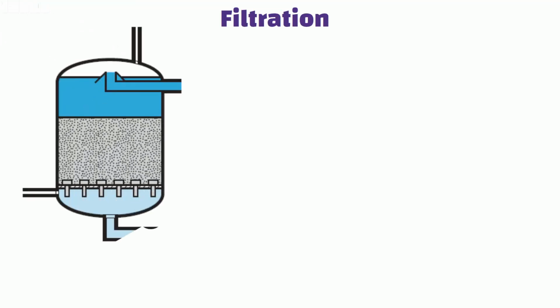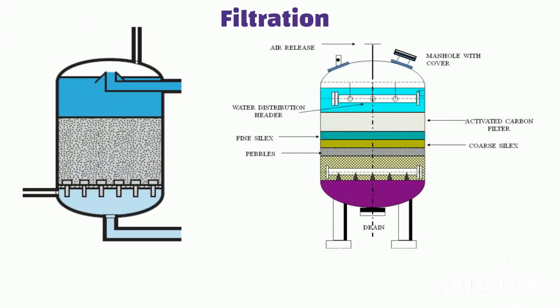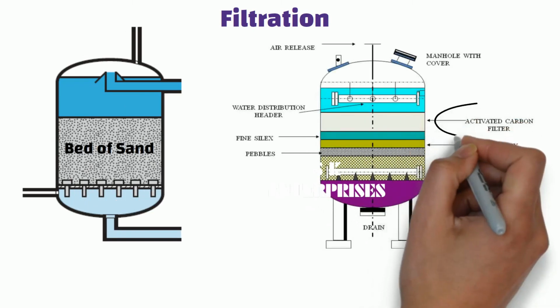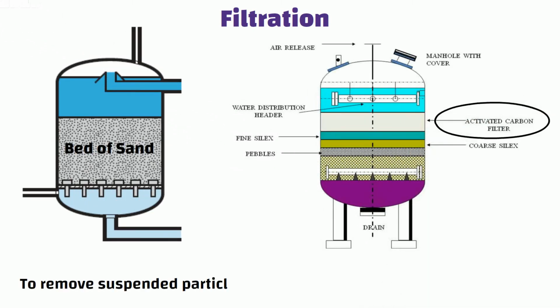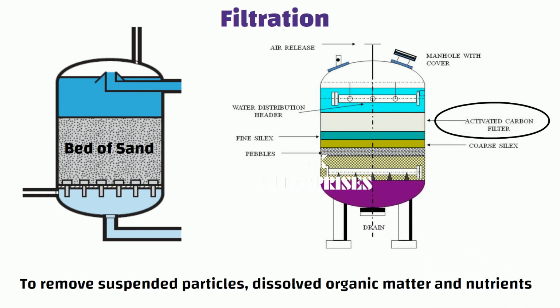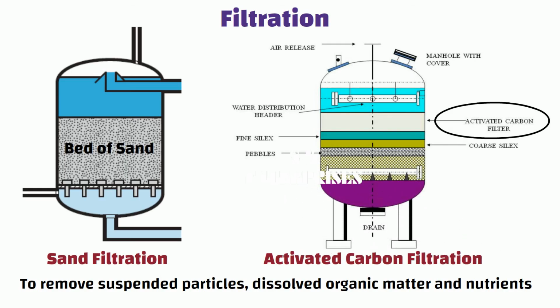Filtration. The filtration process in STP involves passing wastewater through a bed of sand or activated carbon filters to remove any remaining suspended particles, dissolved organic matter, and nutrients. There are two types of filtration processes used in STPs: sand filtration and activated carbon filtration.